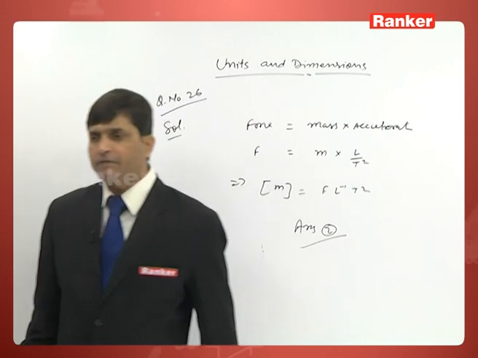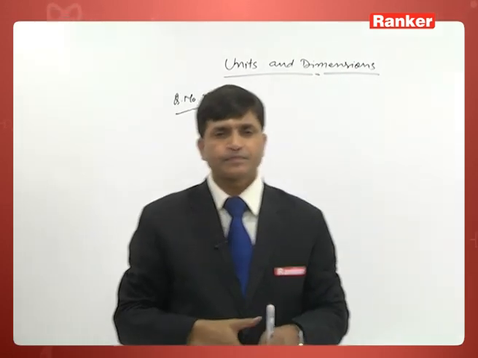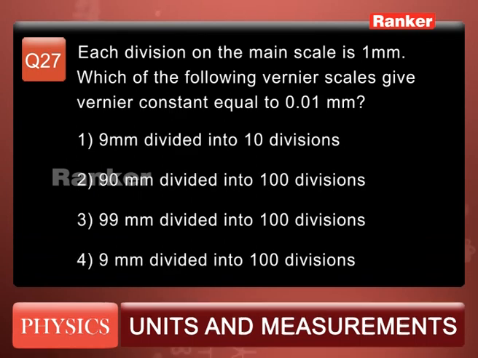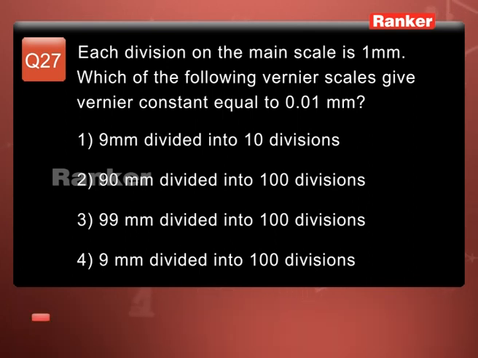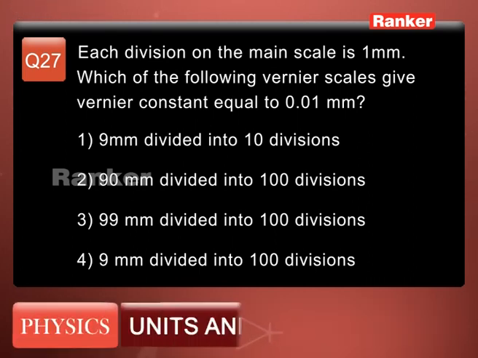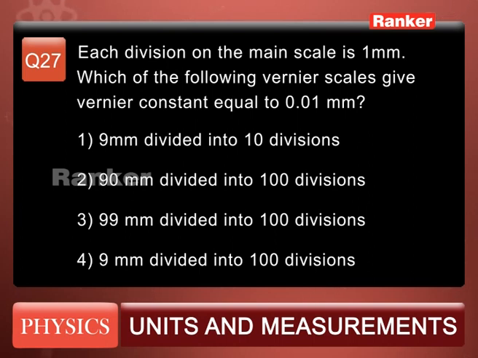Now, see the question number 27. Each division on the main scale is 1 millimeter. Which of the following vernier scale gives vernier constant equal to 0.01 millimeter? First is 9 millimeter divided into 10 divisions, 90 millimeter divided into 100 divisions, 99 millimeter divided into 100 divisions, and fourth option 9 millimeter divided into 100 divisions.